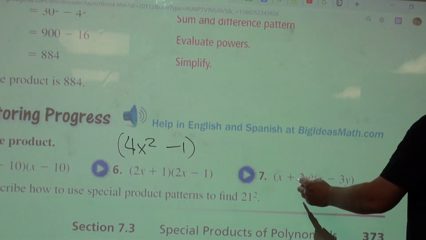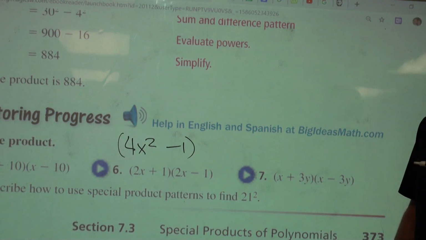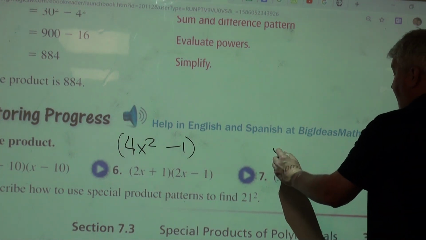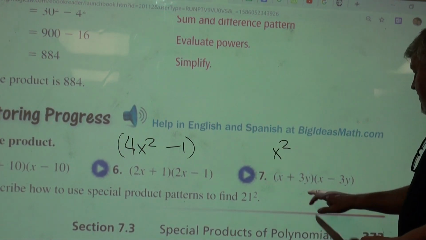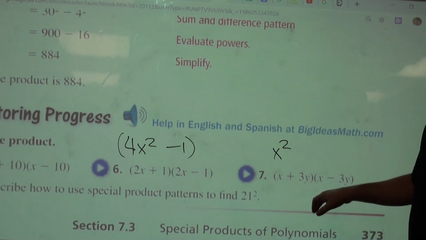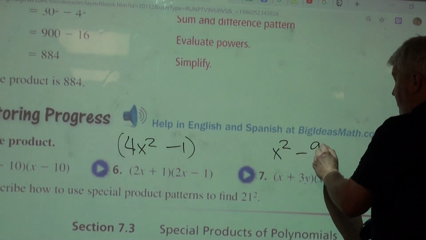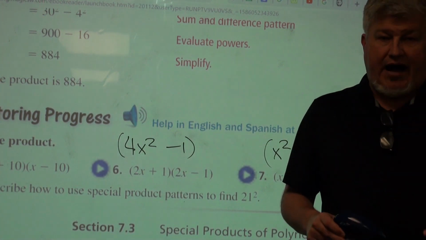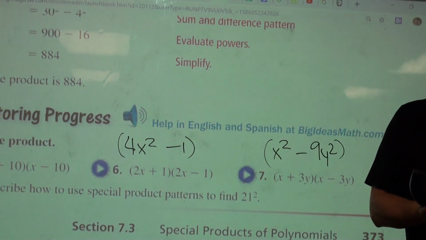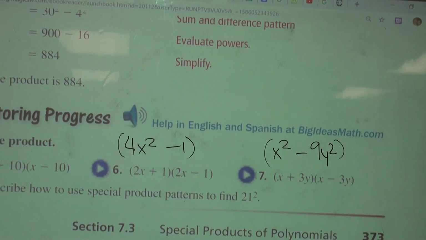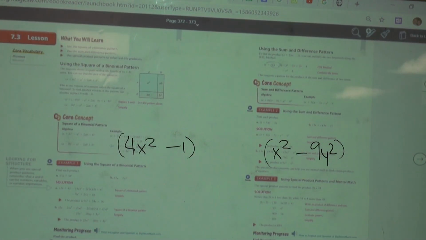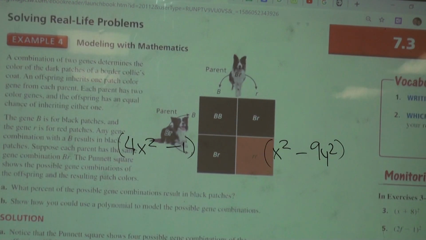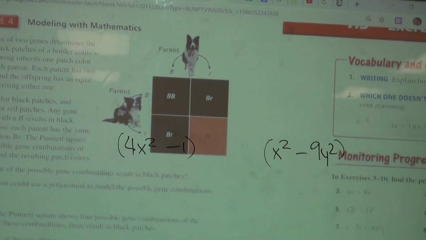And then the last one is x plus 3y times x minus 3y. Again, multiply the first two terms. x times x is x squared. Plus 3y times negative 3y is minus 9y squared. That is your final answer: x squared minus 9y squared. Those are your special multiplication equations. And then here is a solved real life problem that I'm not worried about.